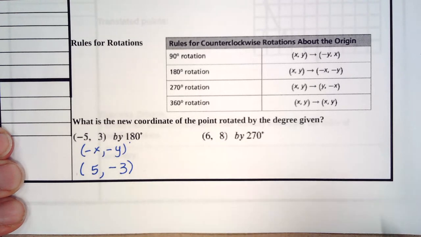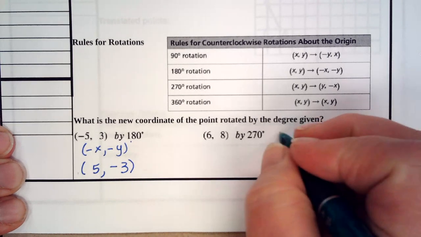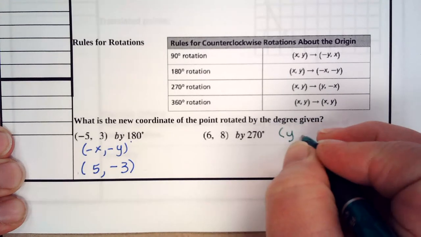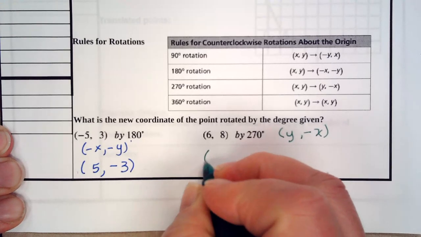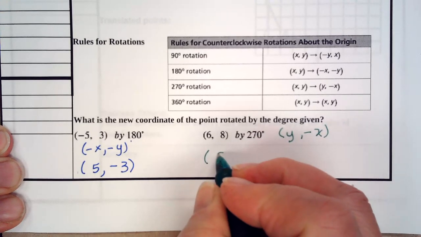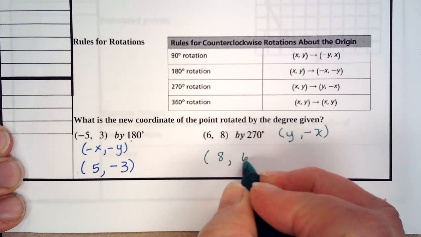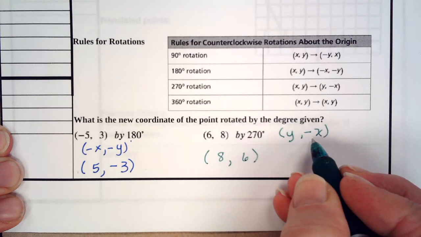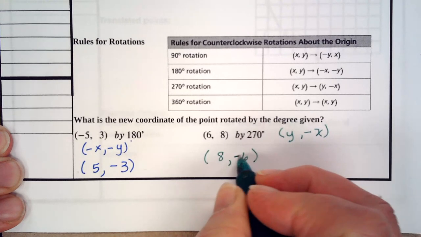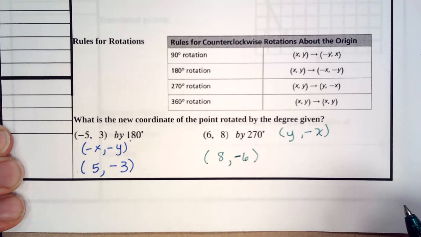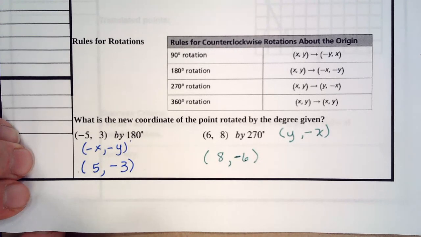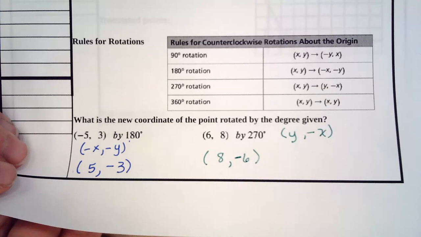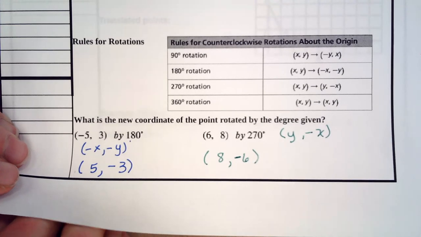By 270, it becomes y and then the opposite of x. Step 1, switch them around. So this becomes 8, 6. Number 2, negate your x value. 8, -6. Any questions? If you're still struggling with the idea, please back up and try it again.